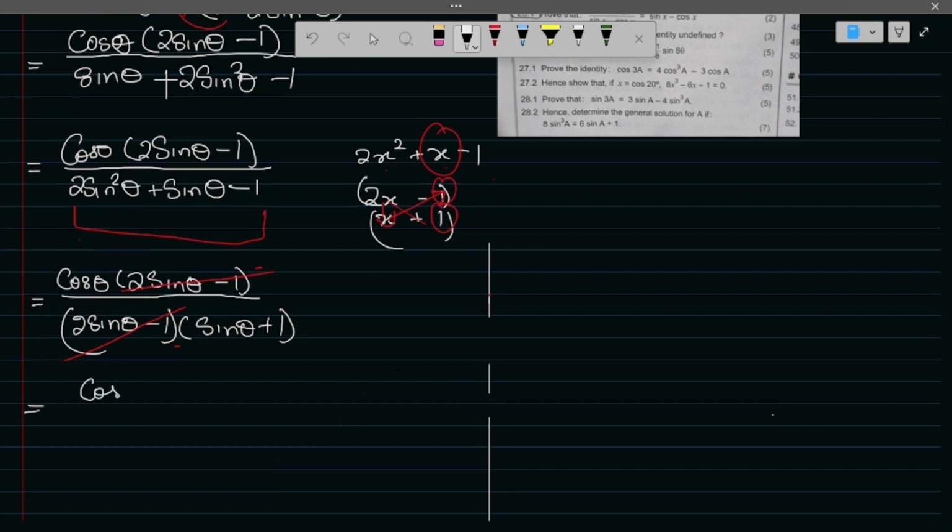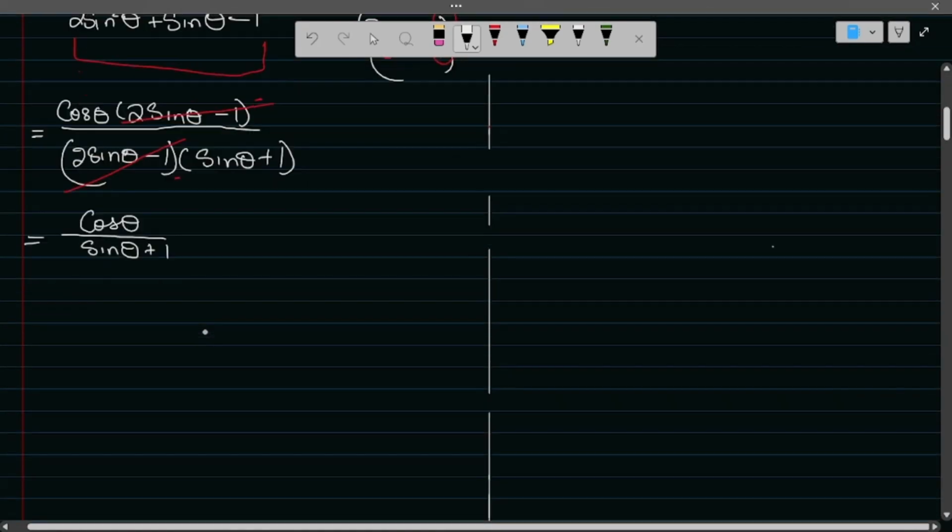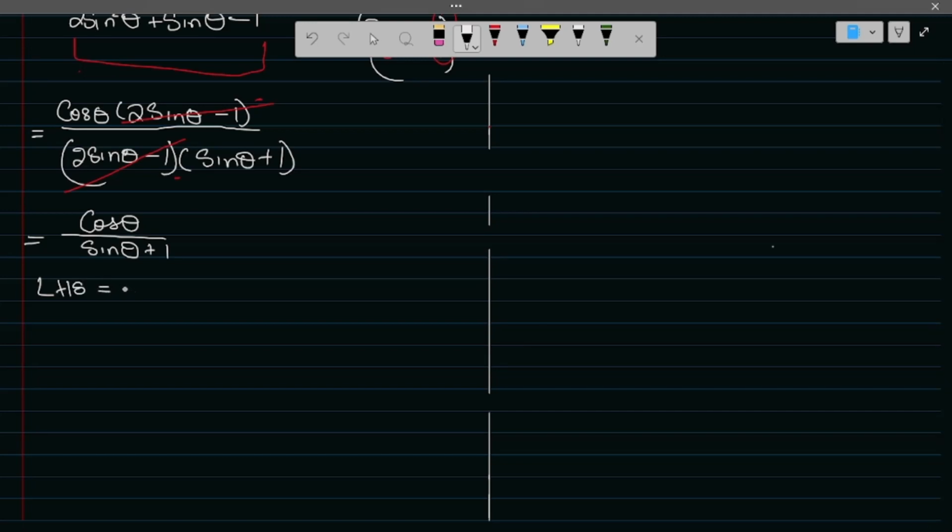cos theta over sine theta plus 1, right? Which is exactly what we were solving in the first place. So meaning that the left hand side is equal to the right hand side, right?